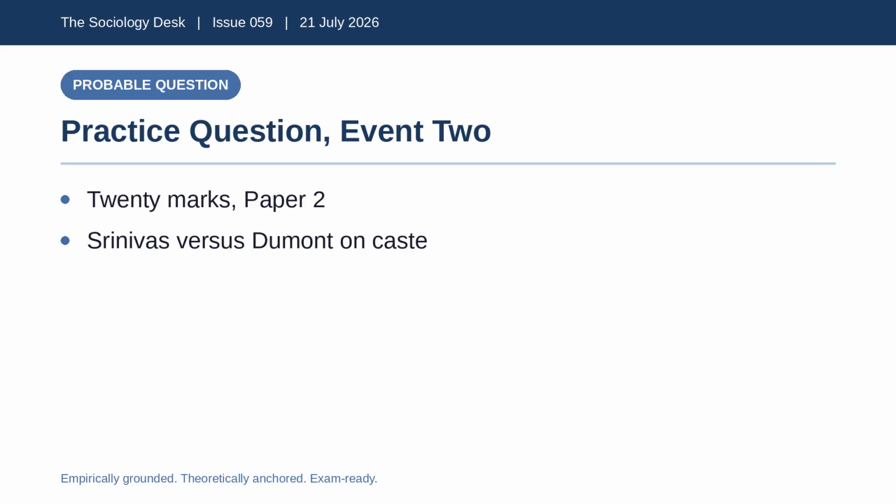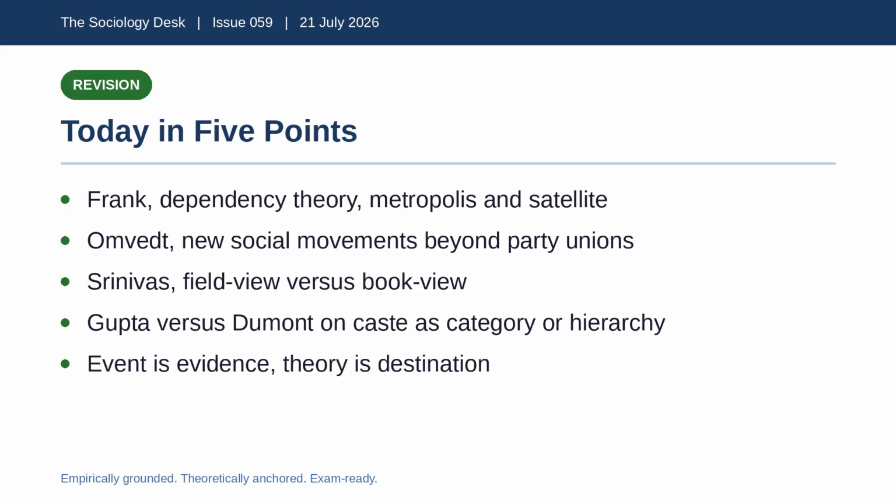Try this one. Compare and contrast M.N. Srinivas's field view of caste with Louis Dumont's holistic conception of caste in the light of the open column methodology piloted for Census 2027. Give yourself 25 minutes and write only the skeleton first, 6 bullet points, before you attempt full sentences. Let us lock in today in 5 points.